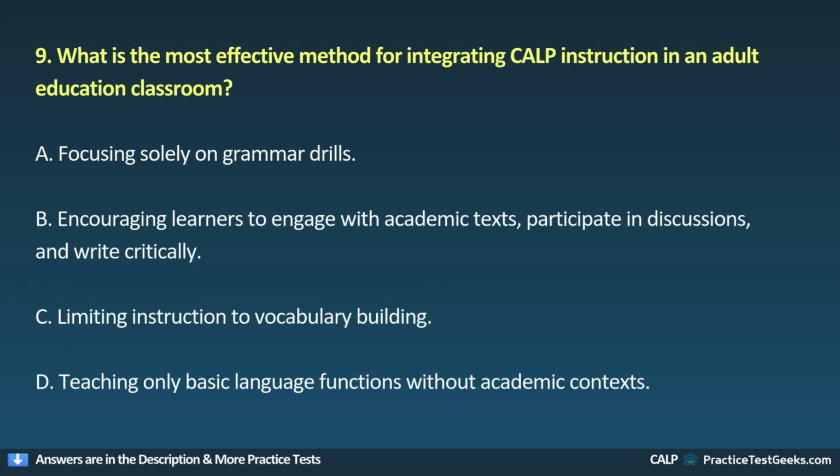9. What is the most effective method for integrating CALP instruction in an adult education classroom? A. Focusing solely on grammar drills. B. Encouraging learners to engage with academic texts, participate in discussions, and write critically. C. Limiting instruction to vocabulary building. D. Teaching only basic language functions without academic contexts.